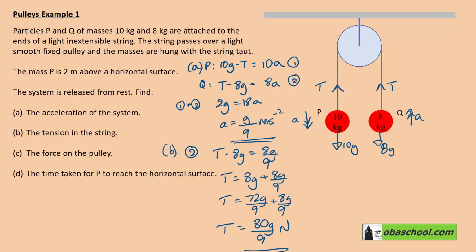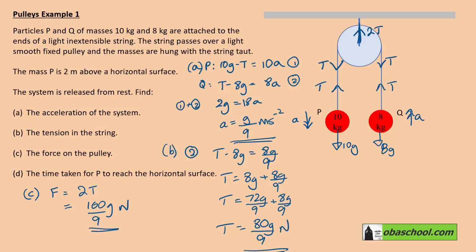The force on the pulley. Well, if we now think about the force in a string acting in both directions, so if we look at the pulley, we must have T pulling down. So on the pulley you've got 2T, so it must be 2T pulling up. So the force on the pulley is just going to be 2T, which is 160g over 9 newtons.